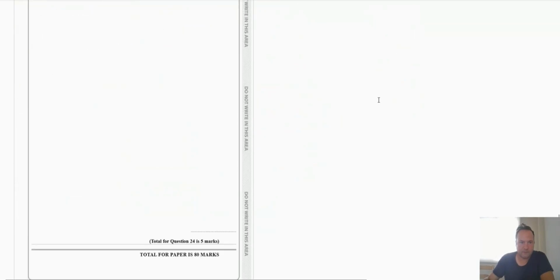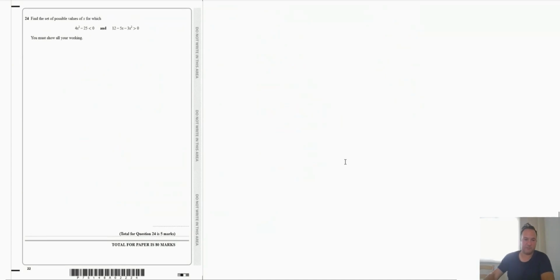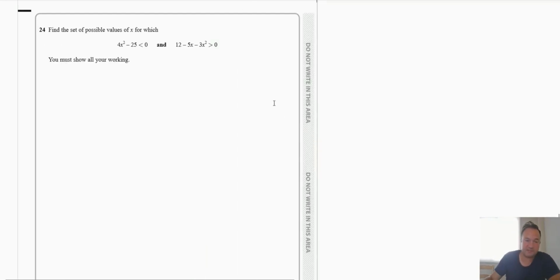Question number 24, final question now on this exam, which is almost always going to be the most difficult question. 5 marks, just so you get a glance of how much work we need to do. We're going to zoom in to make this a little bit easier. Find the set of possible values for x for which 4x squared minus 25 is less than 0, and 12 minus 5x minus 3x squared is greater than 0. You must show all your working.